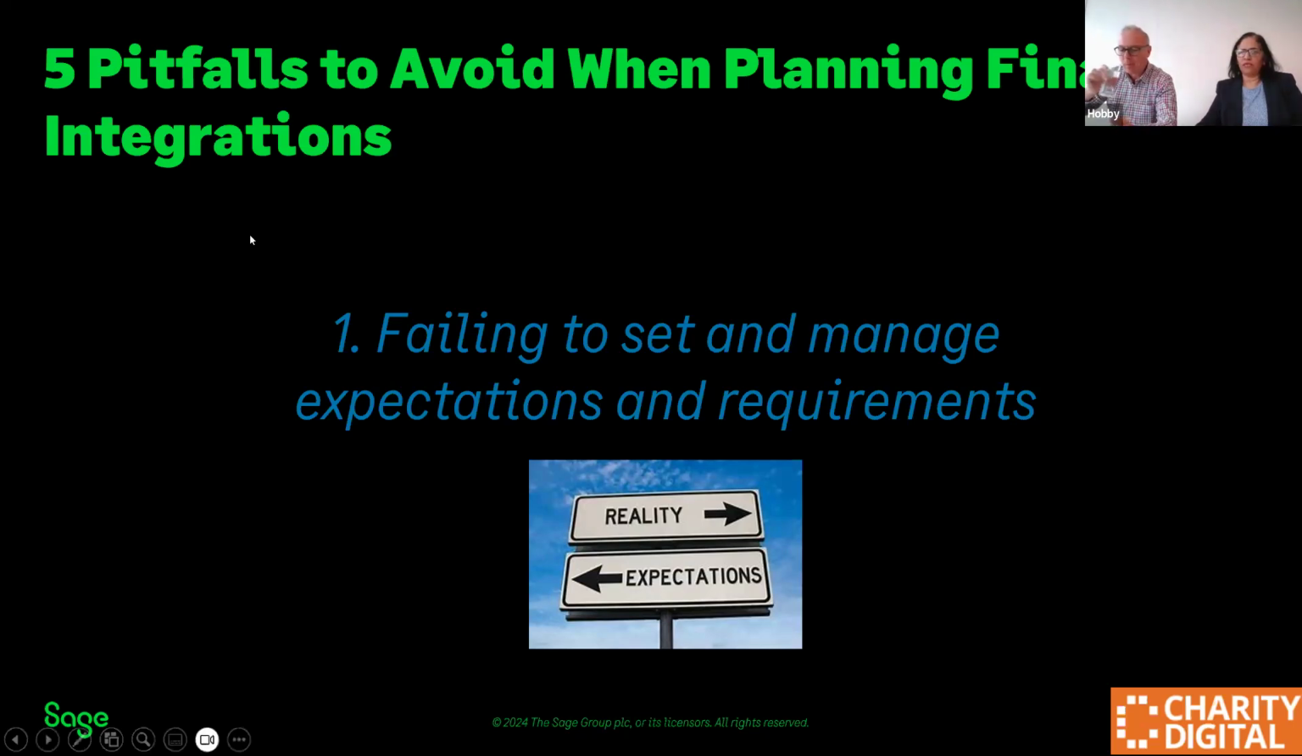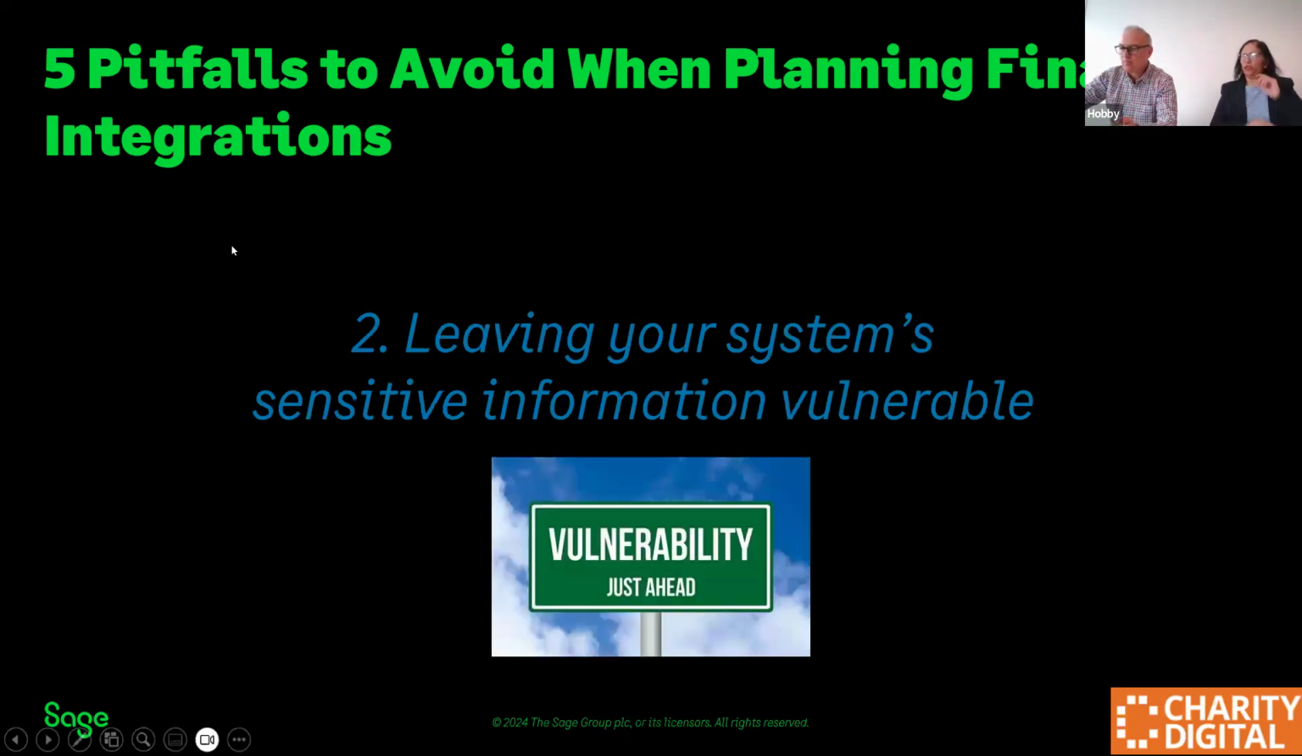Yeah, no problem. So moving on to the second point, obviously you're thinking about this integration, but it's about leaving your system sensitive information vulnerable. I think this is important for so many reasons. And I think people shouldn't assume that all systems offer the same level of security and protection.